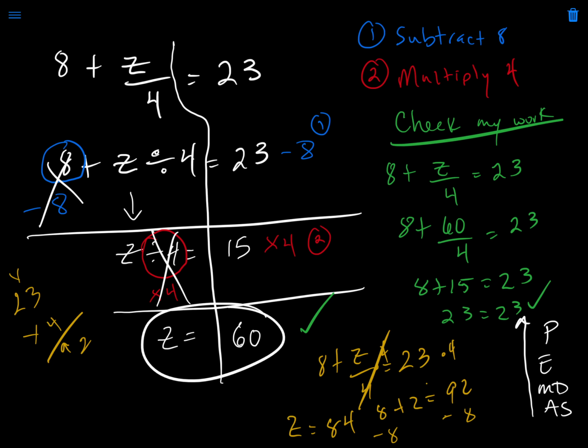Right? So if I plug in 84 for Z, check my work. It'll be 8 plus 84 divided by 4, which would have been 8 plus 21, which would have actually been 29. And that is not the same thing as 23.